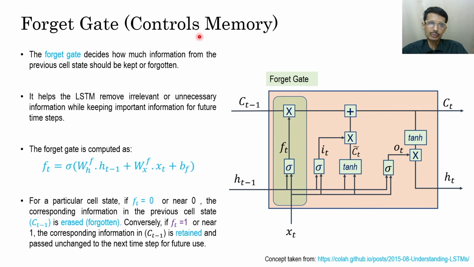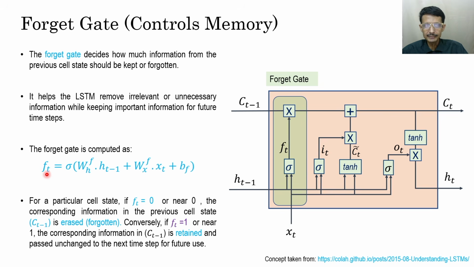Now, first we start with the forget gate that controls memory. The forget gate decides how much information from the previous cell state should be kept or forgotten. So this is basically coming from the previous state. This forget gate helps the LSTM remove irrelevant or unnecessary information while keeping important information for the future steps. So that is basically it.